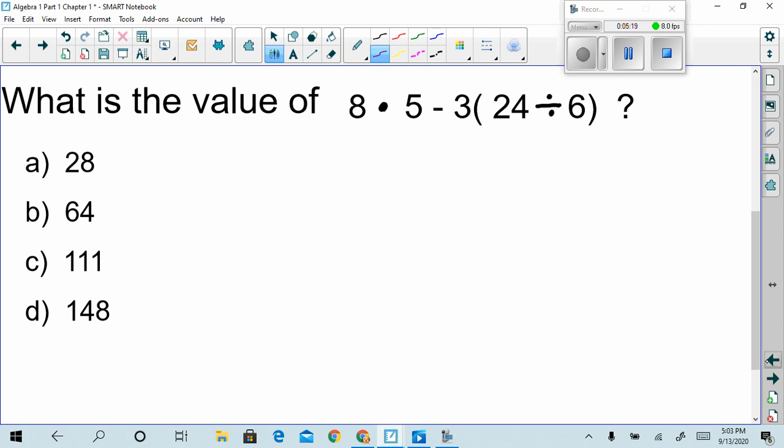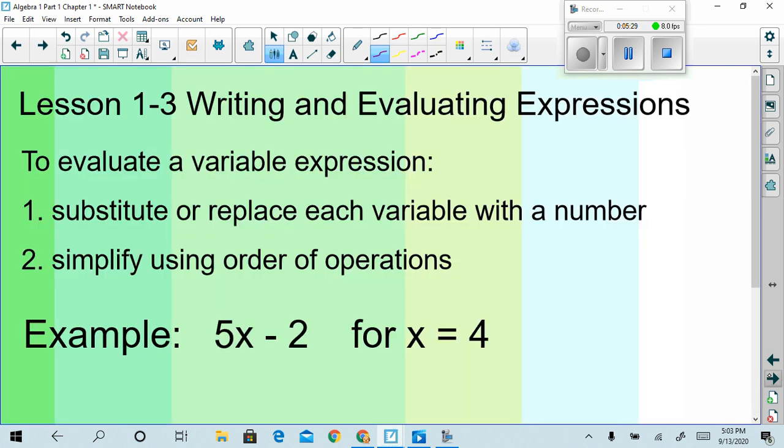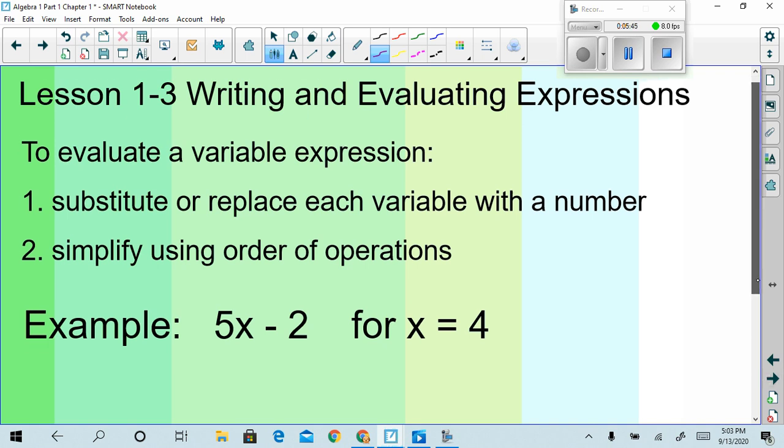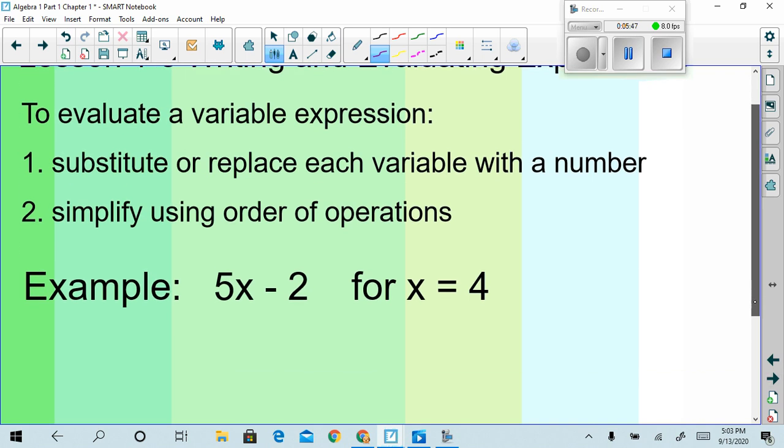So now that we've gone over a little bit of our order of operations from the previous lesson, let's look at our goals for today. Today we want to talk about evaluating expressions. To evaluate a variable expression, we're going to substitute or replace each variable with a number and simplify using order of operations. So here is our goal for the day, and let's test it out.